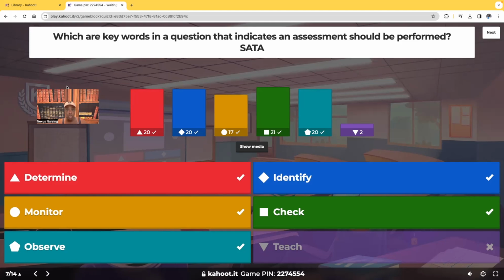So key words in the question that will clue you in to let you know your answer needs to be an assessment are words such as determine, identify, monitor, check, observe, but not teach. And I'm happy only 2 people chose teach. Teaching is what? A nursing intervention. When you're teaching, you're doing something for your patients, an action. So that's a nursing intervention. It's not an assessment. Again, an assessment is anything that you do to get information on your patient.